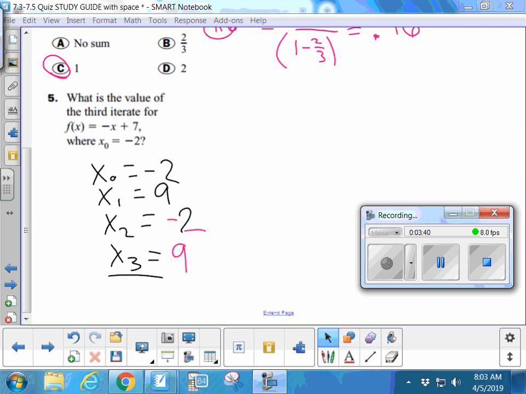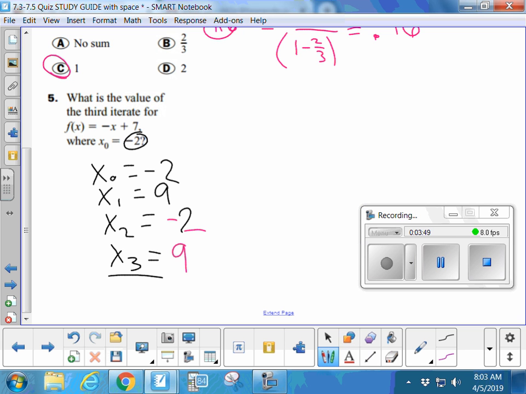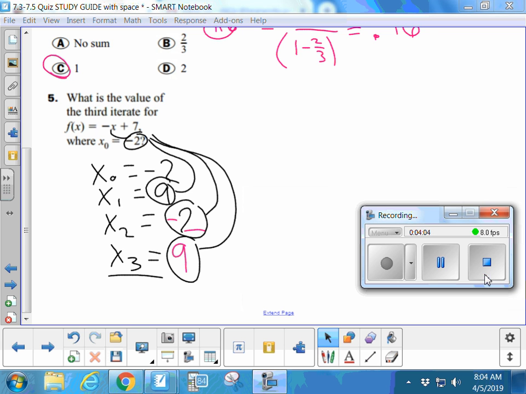Okay. Hi, math scholars. I'm going to show you problem number 5. What you do is you plug this in for x. And then once you get the answer for that, you plug this into x, then this into x, then this into x.